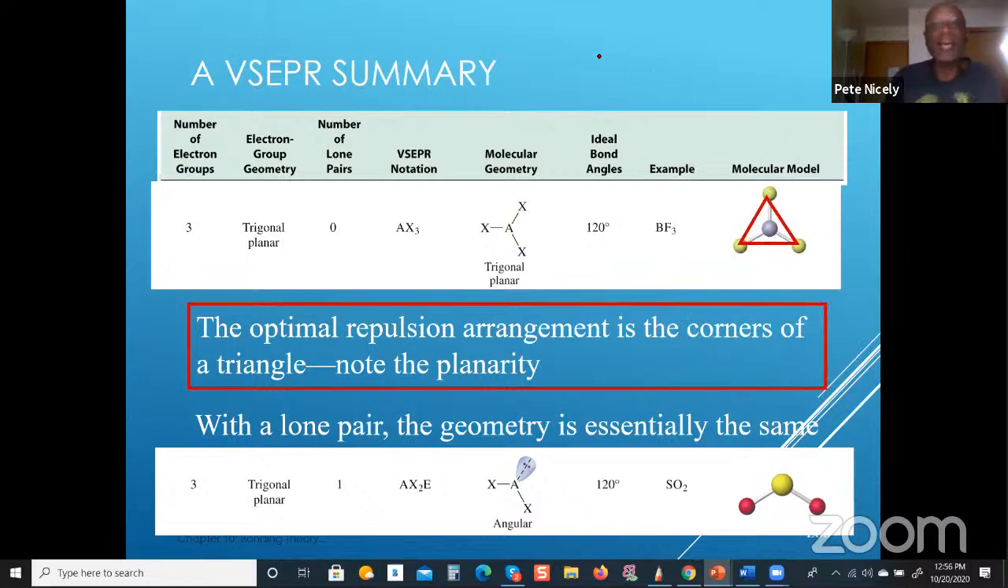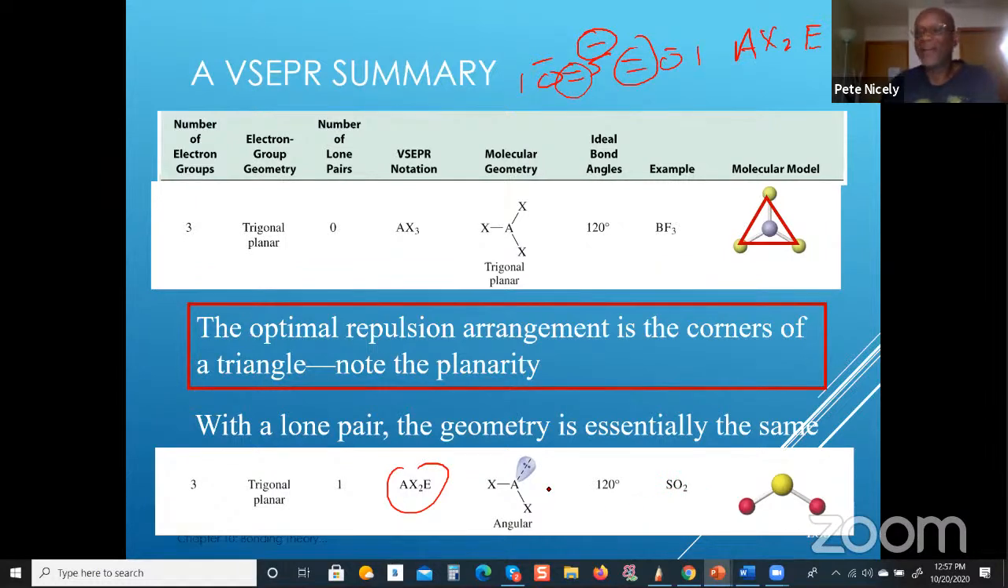So for sulfur dioxide, the Lewis structure is this. Basically you have 2 electron groups here, and you have a lone pair of electrons here. Therefore the VSEPR notation would be AX2E, which is what we said down here. So the shape of the SO2 molecule will be a bent or angular shape.